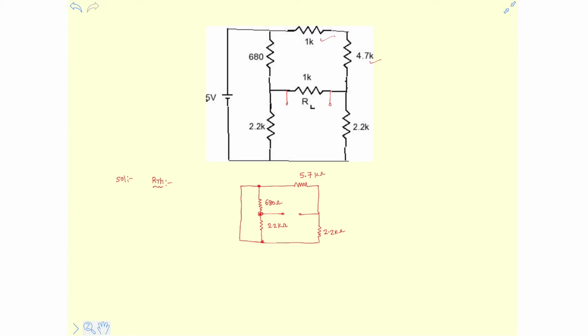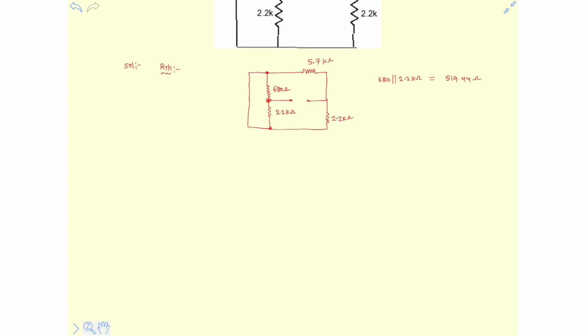I'm using a Casio calculator. The parallel combination of 680 ohm with 2.2 kilo ohm resistor gives 519.44 ohm. So let's simplify for further.